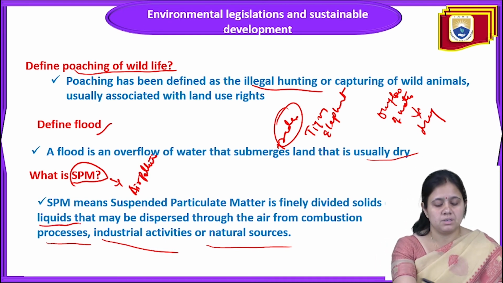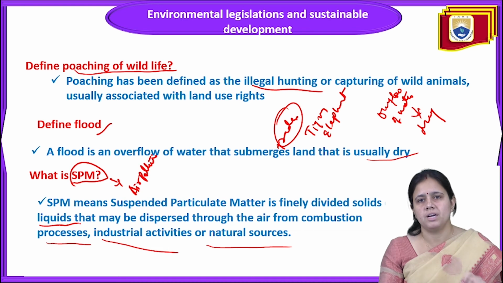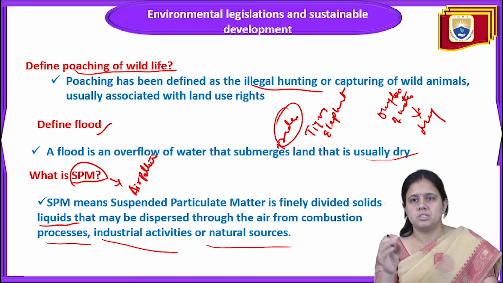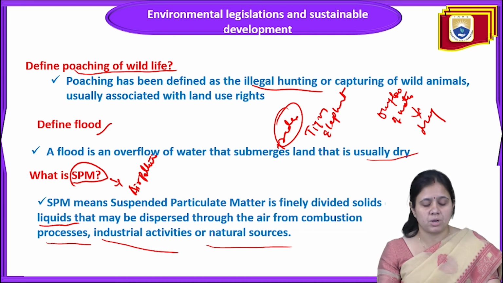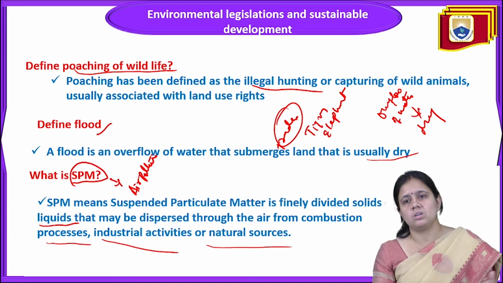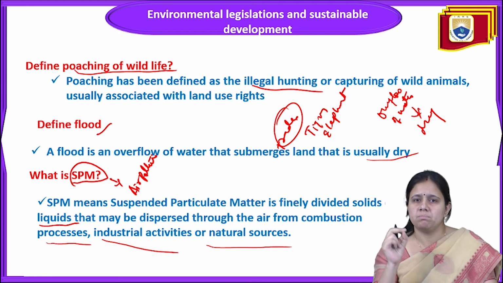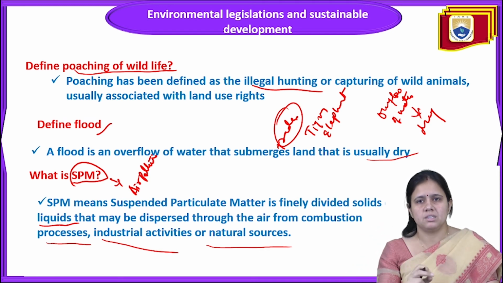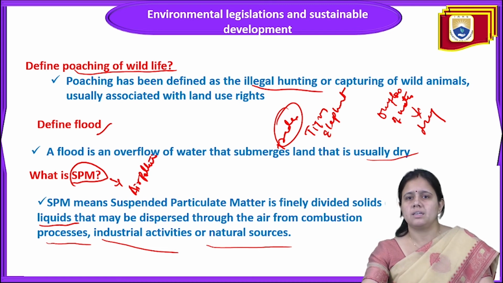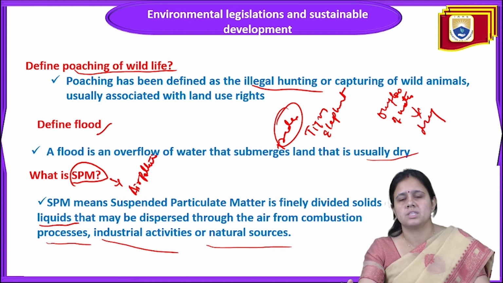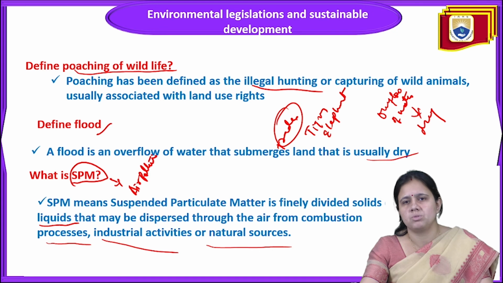It will be dispersed in the air by combustion processes, some industrial activity or some natural sources. That's why SPM is a finely divided minute particle present in the air that may be dispersed through many activities, some human activities like mining processes, some industrial activity or natural sources. So this is about the SPM.